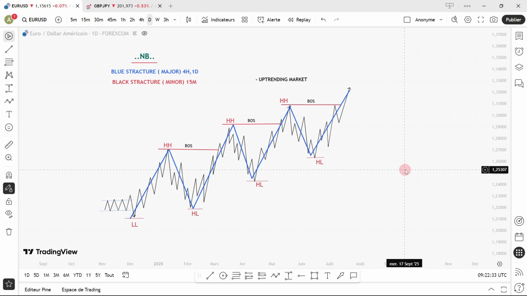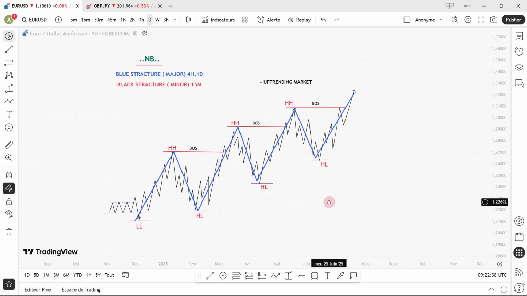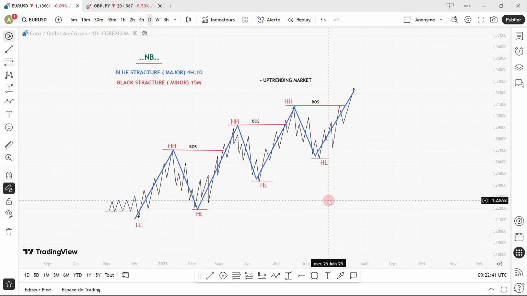So without further delay, let's break everything down step by step. Okay, so what is market structure? As I told you last time, market structure is simply the language of price. The way I'm able to talk to you, price is also able to talk to us by moving in a structural form. Those structures are either moving upside, downside, or just ranging in one place.